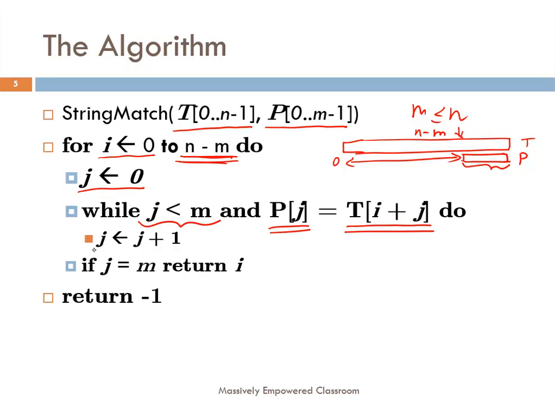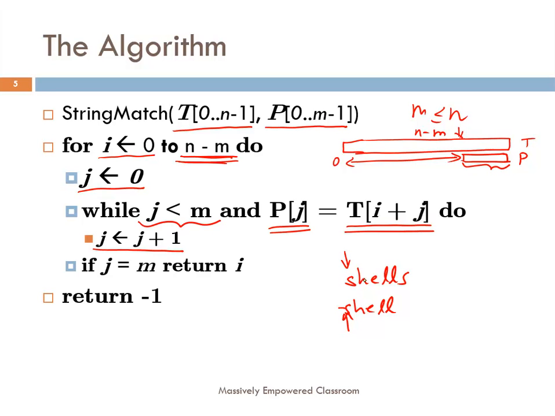We increment the index into the pattern, right? So for example, here we had "shells" in the text and we have "shell" in the pattern. So I will start here, j will start here, right? Now what happens? Pj, in this case P0, is S, and T of i plus j is also S, and these two are matching.